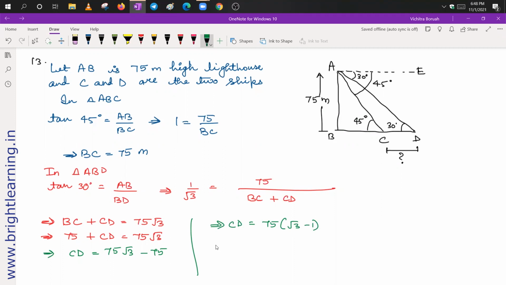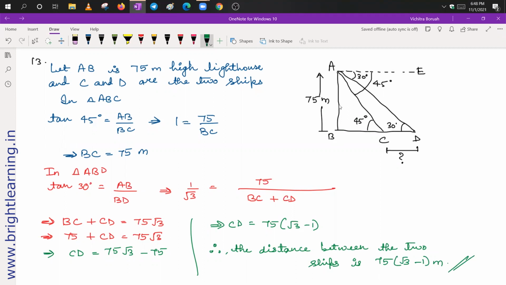So here we can write that therefore the distance between the two ships is 75 into root 3 minus 1 meters. So this is the required answer.